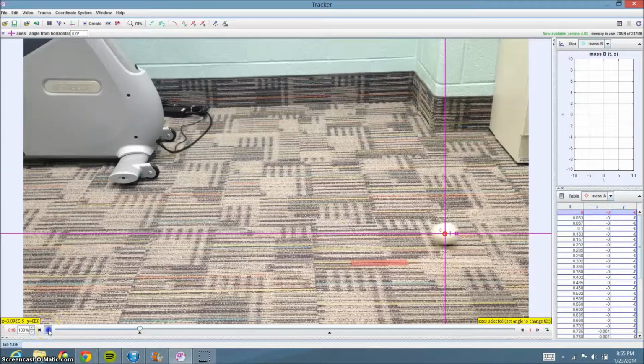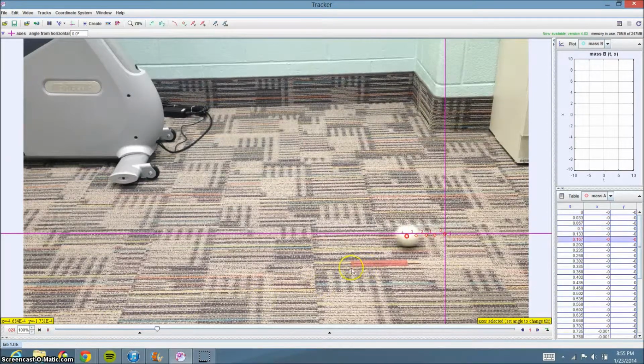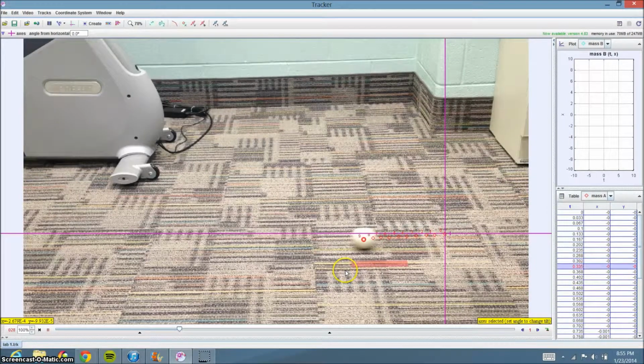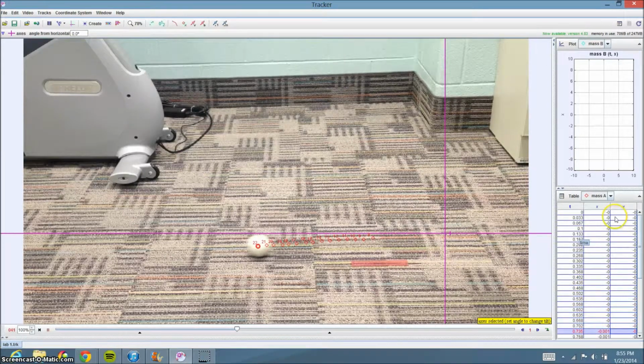As the ball rolled, I was able to track the change in position and time as you can see in this table to the right. I will later use this data to compare my computational model to the data that I have collected here.